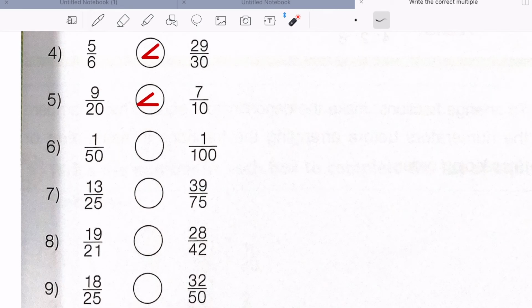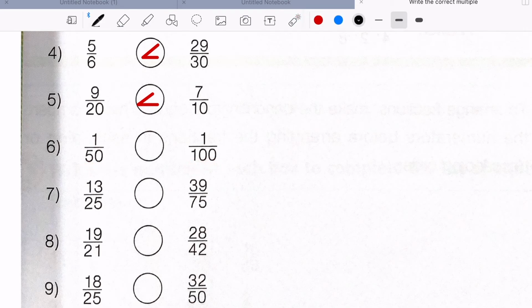Let's continue. We're going to do all the questions today. Let's take a look at number 6. We have 1/50th and 1/100th. So we're going to compare, right? 50 and 100, we cannot compare, so we have to turn 50 into 100.